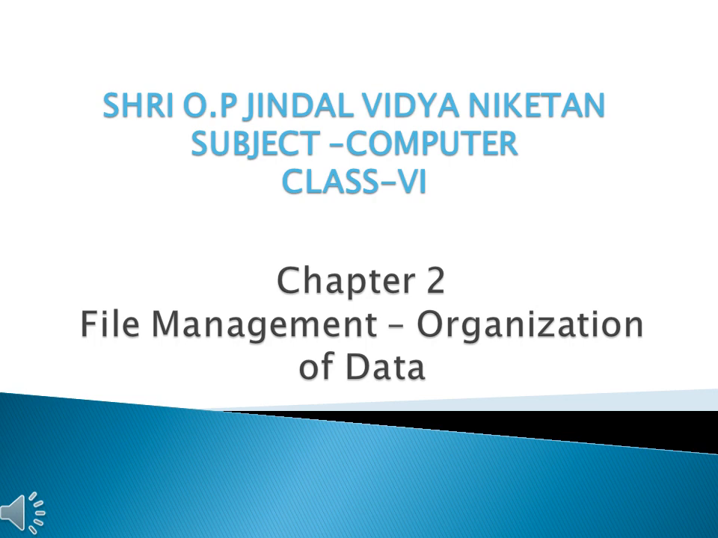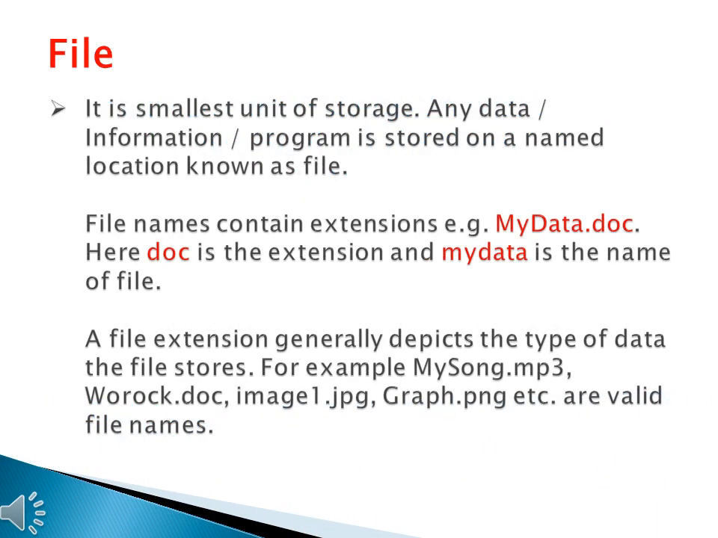Today, we'll start the second chapter, File Management, Organization of Data. Whenever we want to store a file, we have to save at that particular location and then give the name of the file. So we can say a file is the smallest unit of storage. Any data, information, program is stored on a named location known as file.